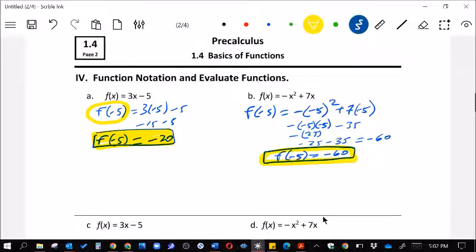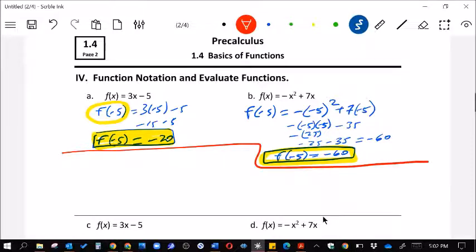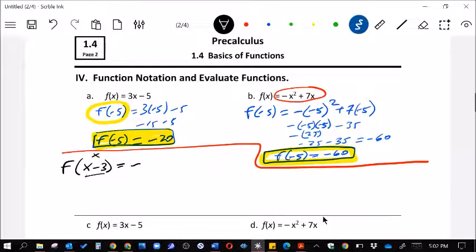Now, let's take a look at something. I'm going to take the extra space that I wrote here, and this time I'm going to do it as f of x minus 3 equals, so instead of x, I'm going to use x minus 3. So what that means is, in place of the x here, I'm going to put the x minus 3.